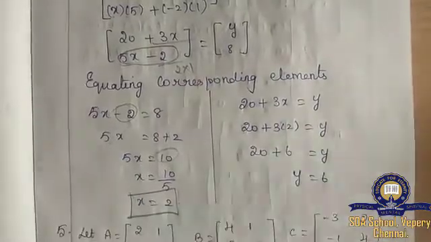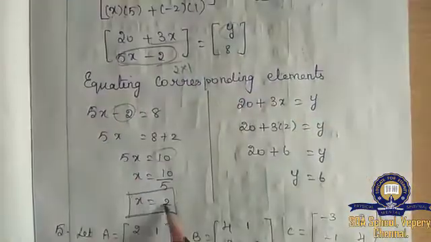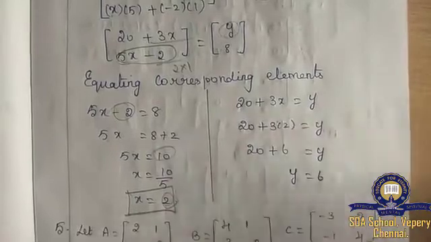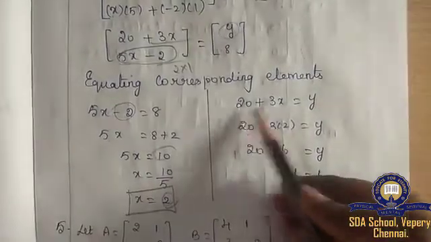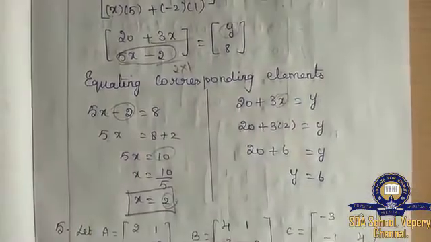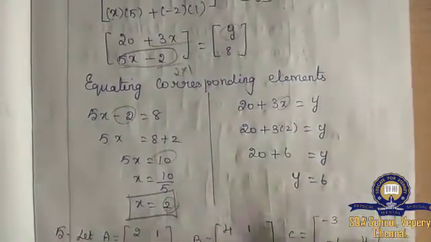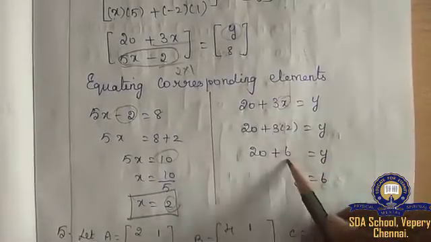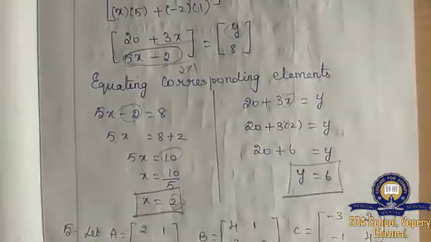So here I want to find the y value also, right? So can I substitute this x value in the second equation? What will happen? So 20 plus 3x is equal to y. In place of x, I am going to substitute the x value, that is 2. So 3 into 2 is 6. So the value of y is 6.